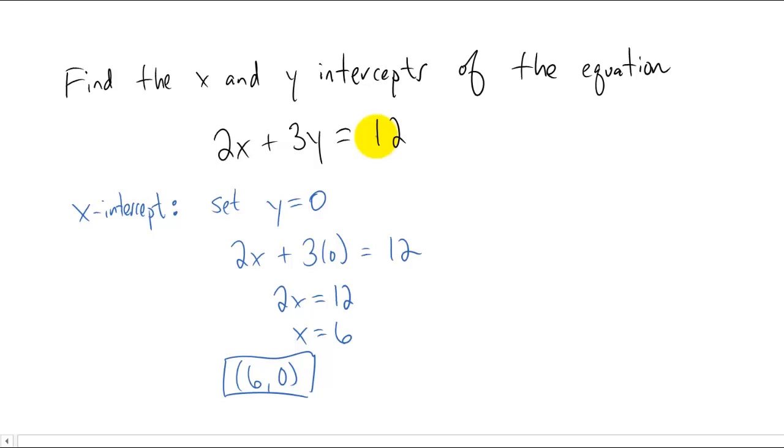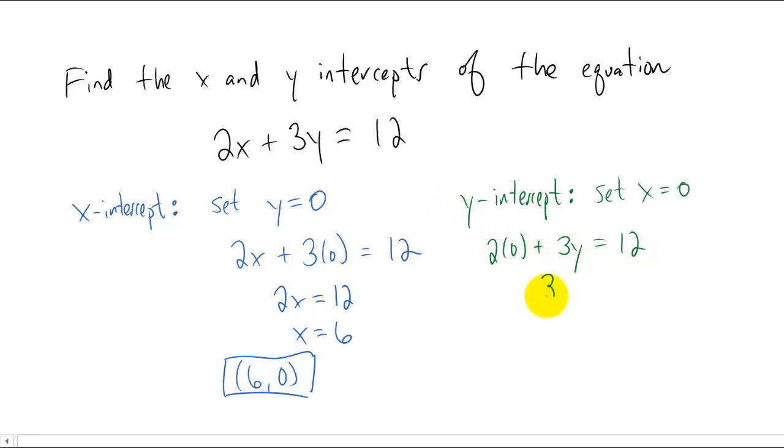Let's find a y-intercept. We know from the graph above that for all y-intercepts, the x value is going to be 0. So we're going to set x equal to 0. If we set x equal to 0 in our equation up here, we get this. This first term goes away completely, and we just are left with 3y = 12. Now if we divide both sides by 3 to get y by itself, we get y = 4. And now that we know that x = 0 and y = 4 is a point, we write it down, and that is our y-intercept.